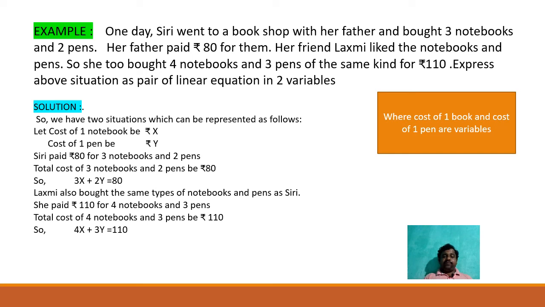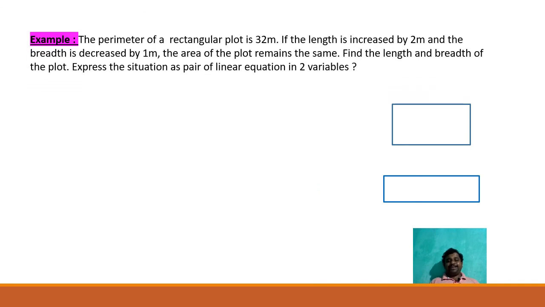Now, the cost of one notebook x, 4 notebooks be 4x rupees. The cost of one pen be y rupees. The cost of 3 pens be 3y rupees. So total cost 4x plus 3y. But what is the total cost she spent? Means 110 rupees. 4x plus 3y is equal to 110 rupees. These two are linear equations in two variables for the given situation. Now we can move into another example.